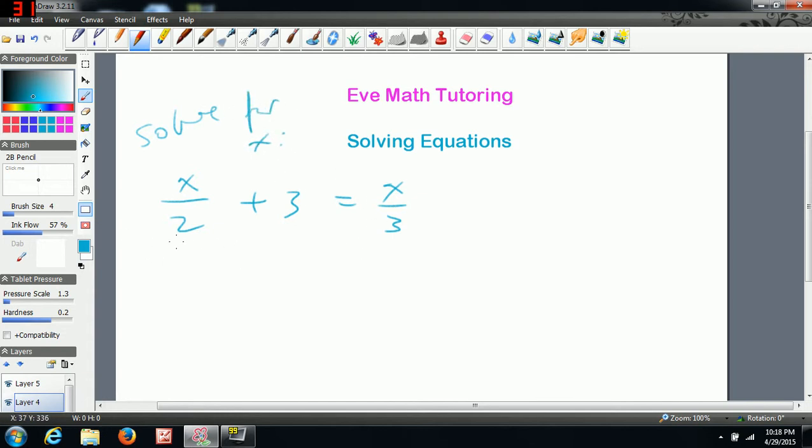So for this, you want to eliminate these fractions. You've got more than one fraction, so for these two denominators, you're going to find your lowest common multiple. So we're going to find the lowest number that divides both of these. So a number that would divide both 2 and 3 is the number 6. So I'm going to multiply everything by 6.